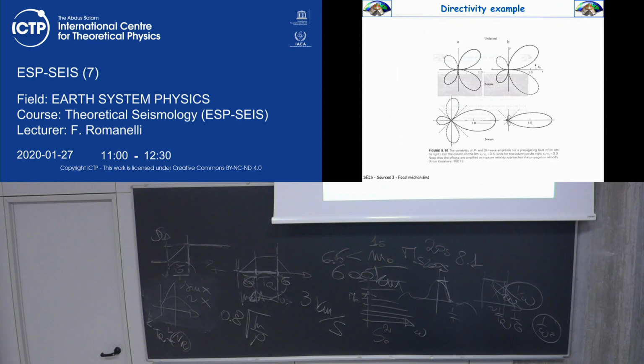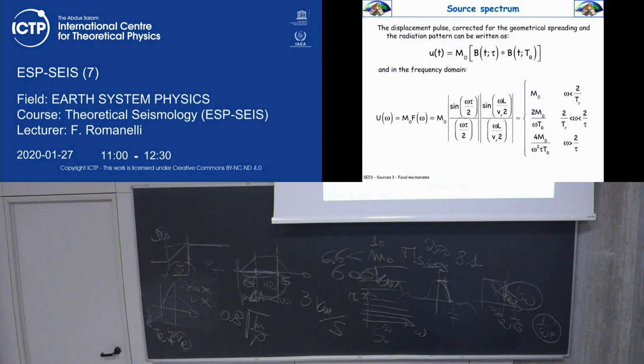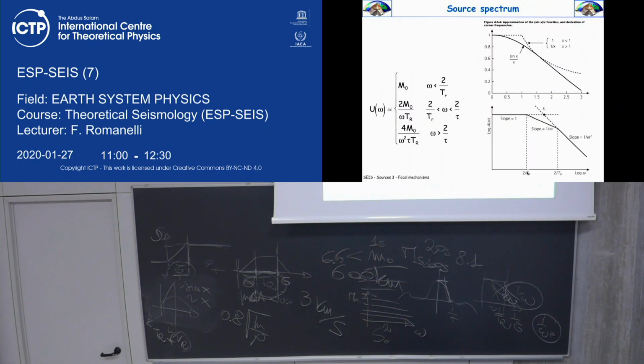And this means that this point here is moving if you are in a condition to feel directivity. So if TR is longer, this will become shorter. If TR is shorter, the point will move forward. Okay?